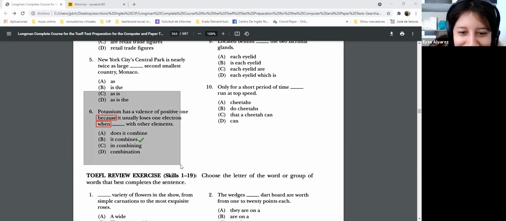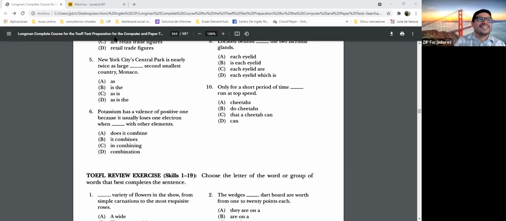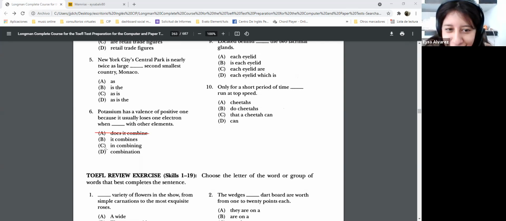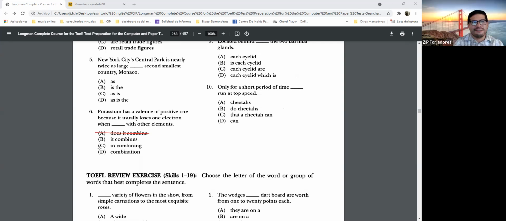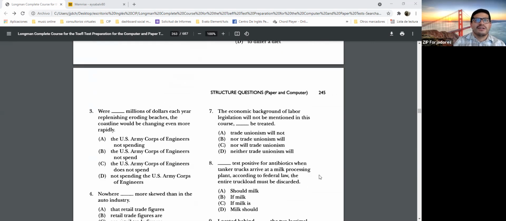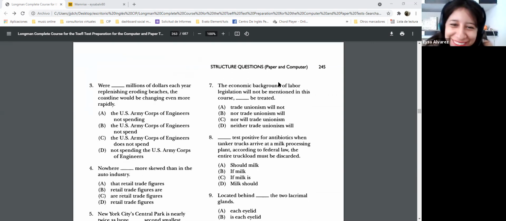So letter A is inverted, so it cannot be. And in letters C and D, we don't have a subject, so we have to have a subject after a connector that is "when". Good. Excellent. Let's go with number 7. Number seven, I chose the letter C.